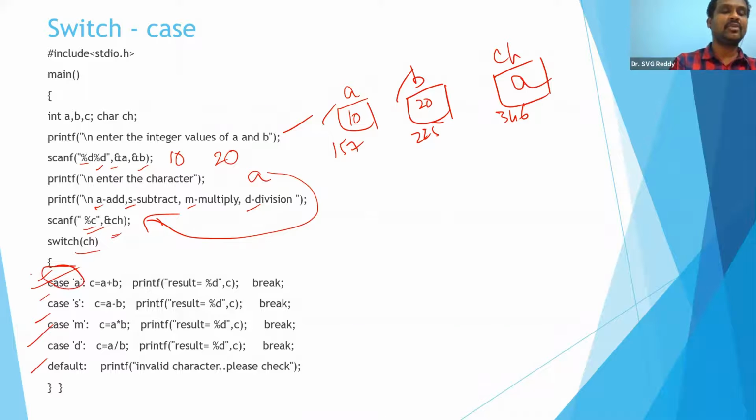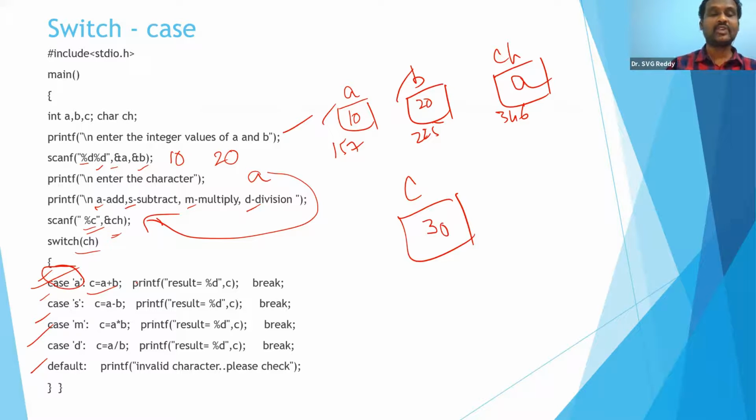This case, the control or the process will go there. C is equal to A plus B. So here C is used. So then A plus B, which is 10 plus 20, it is 30. So C is equal to A plus B is done.